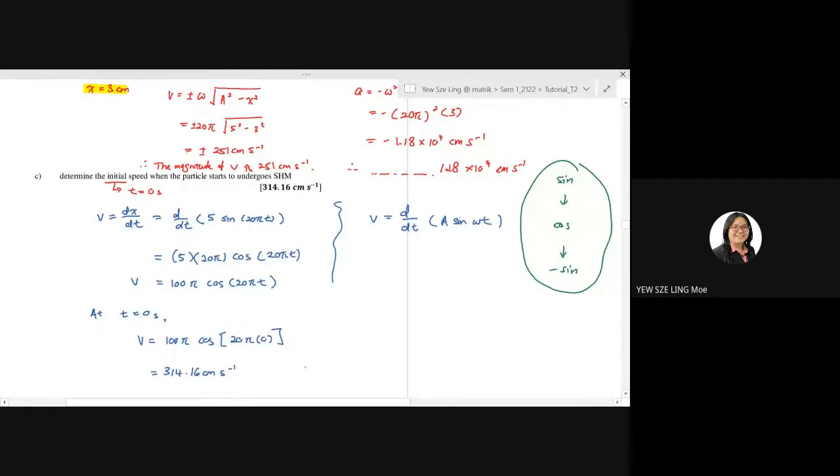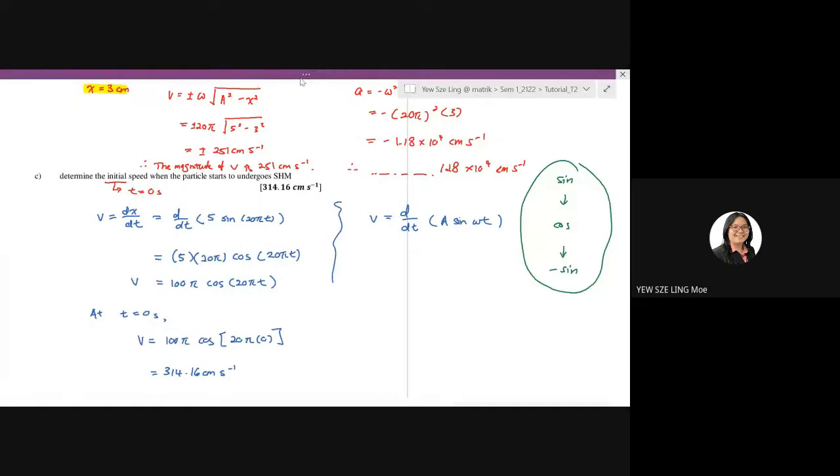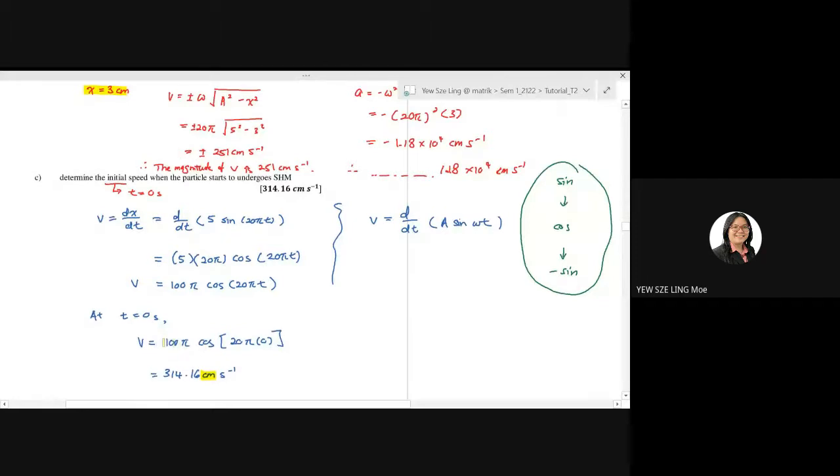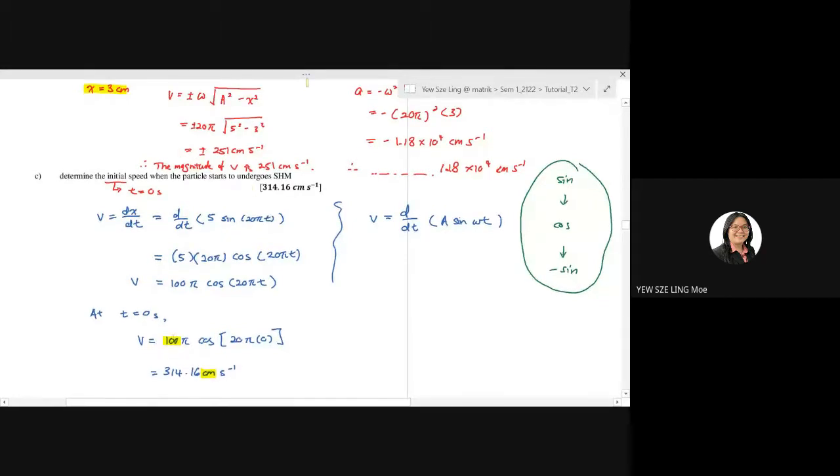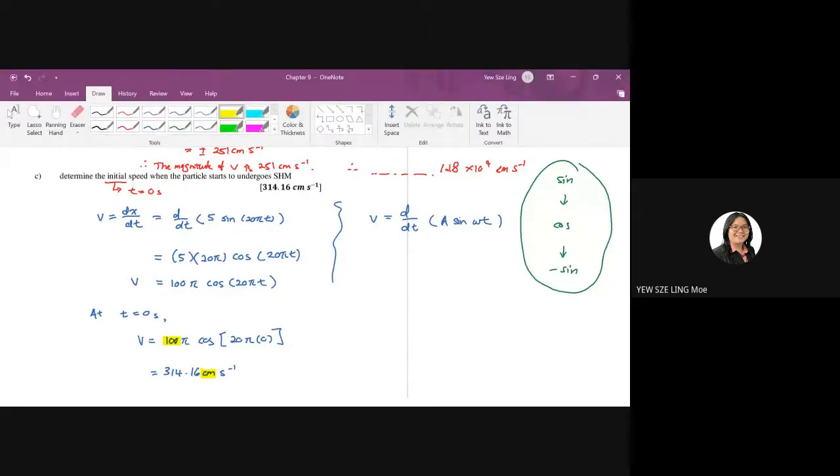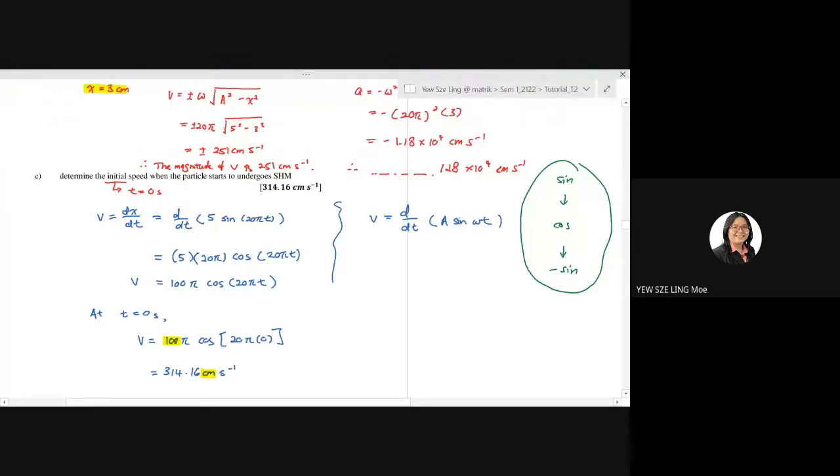Whether you're going to use cm or meter depends on the unit for A. If A is in terms of meter, then you use meter in your final calculations. If A is in terms of cm, then you use cm in your final unit, in your final answer. So that is how you solve question C.